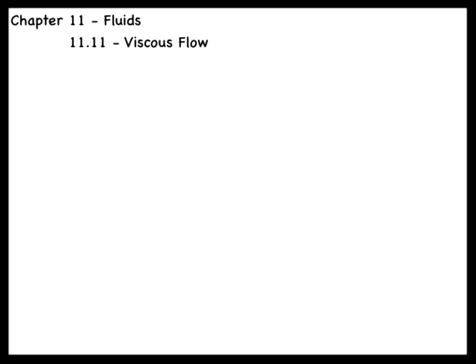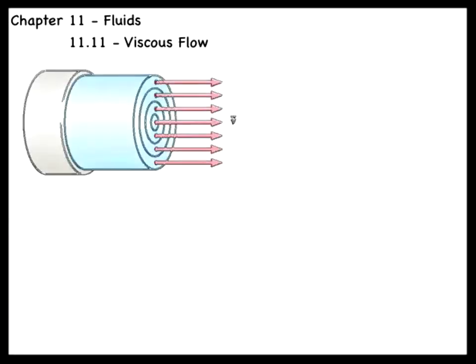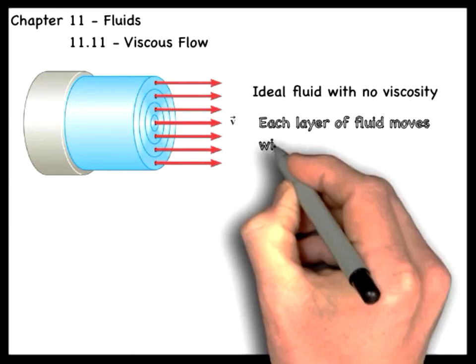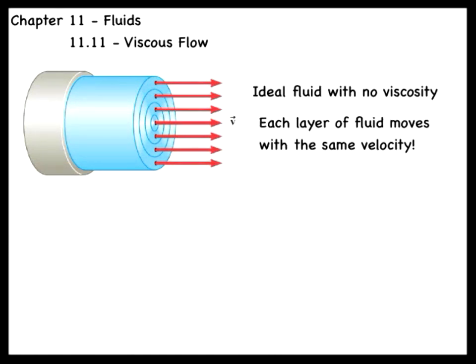Let's imagine a fluid flowing in a pipe to be composed of several concentric cylindrical layers, as the figure shows. To this point, we have considered the fluid to be ideal with no viscosity. In this case, each layer of the fluid moves at the same velocity, even the outermost layer that is in direct contact with the inner surface of the pipe.